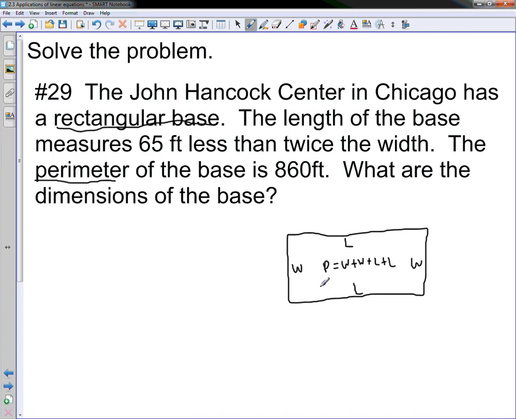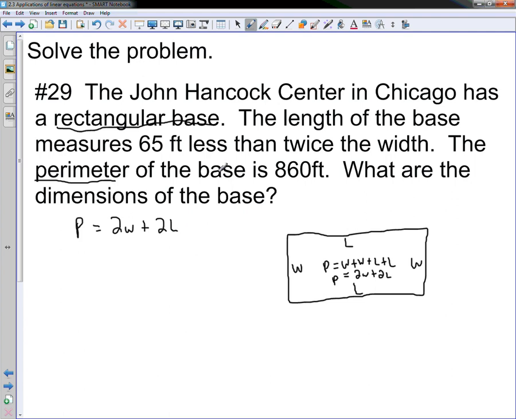Okay. It's also known as 2w plus 2l, the shortcut for the perimeter. Okay. So perimeter is just the distance around our figure. So we just add up all four sides. The shorthand of that is 2w plus 2l. Okay, so we have the perimeter is equal to 2w plus 2l.